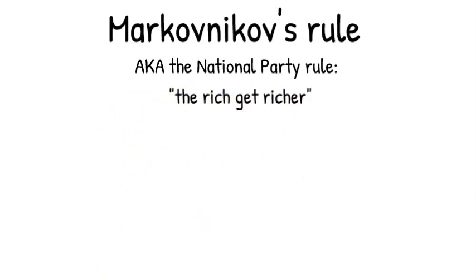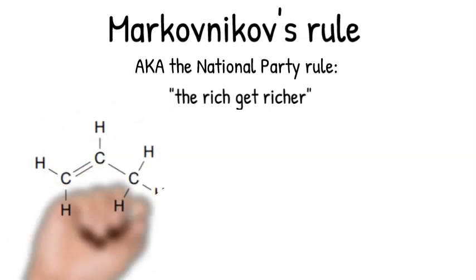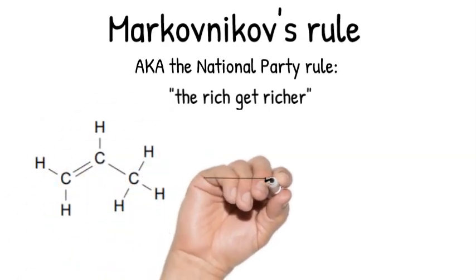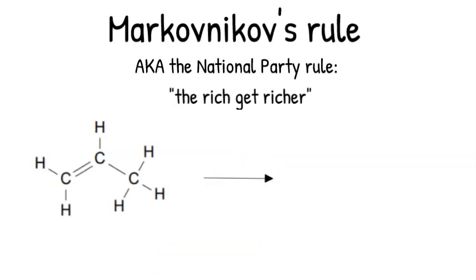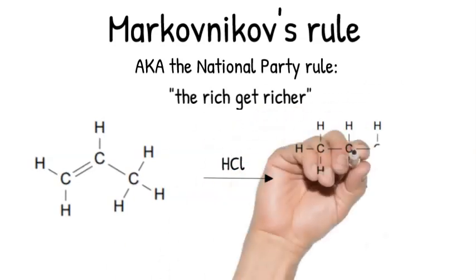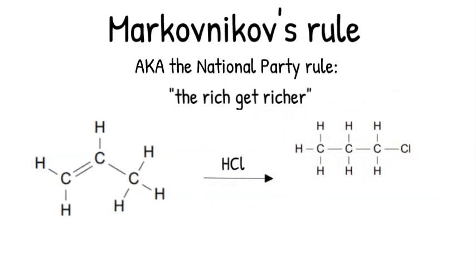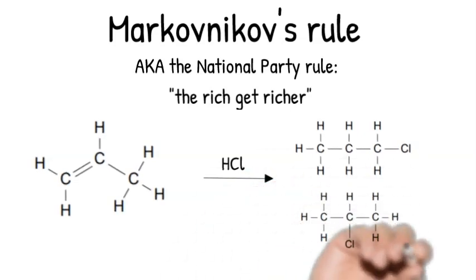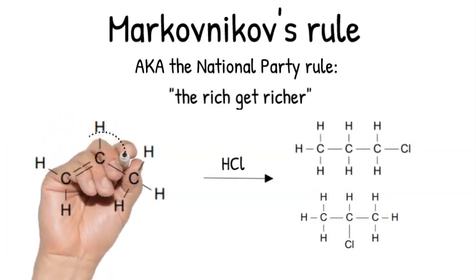Markovnikov's rule is how we figure out the major and minor products when we make 2 products in one addition reaction. So here's an example of an addition reaction that makes 2 products. Propene, and if we add HCl, we form 1-chloropropane or 2-chloropropane. In what situations do we actually form 2 products from one reaction?